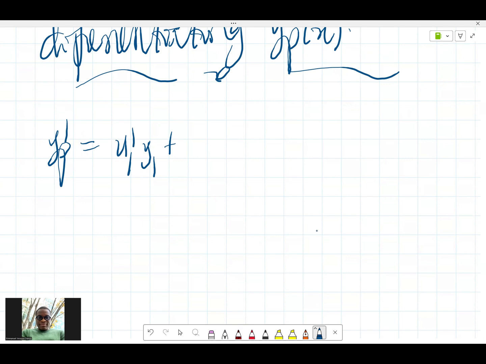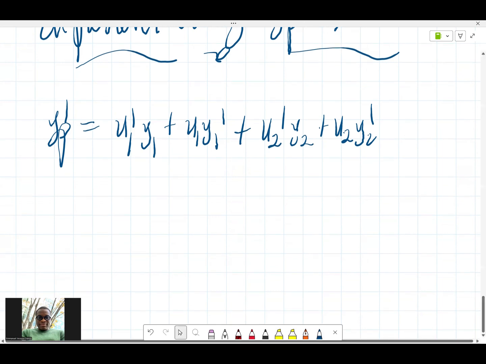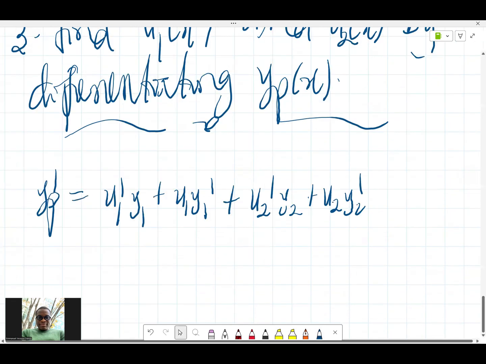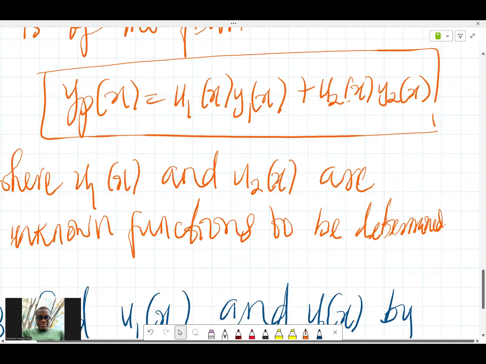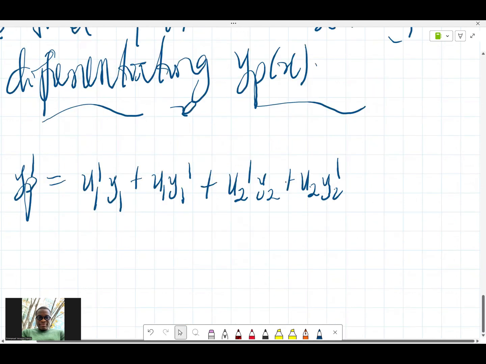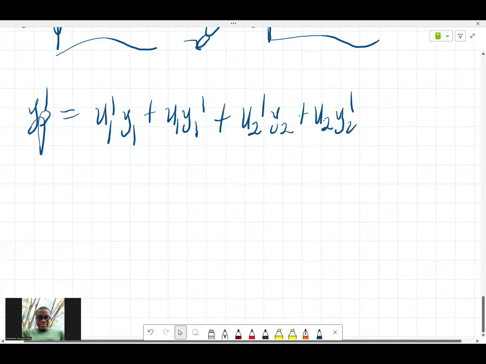Y1 plus, you can also have u1 y1 prime, okay? That's the product rule. Then you also have u2 prime y2 plus u2 y2 prime. Basically, that's what that looks like, right? So in this case, see what you have. You differentiate u1 and keep y1 constant, and you differentiate y1 and keep u1 constant. That's how you get this. You do the same for the other side.